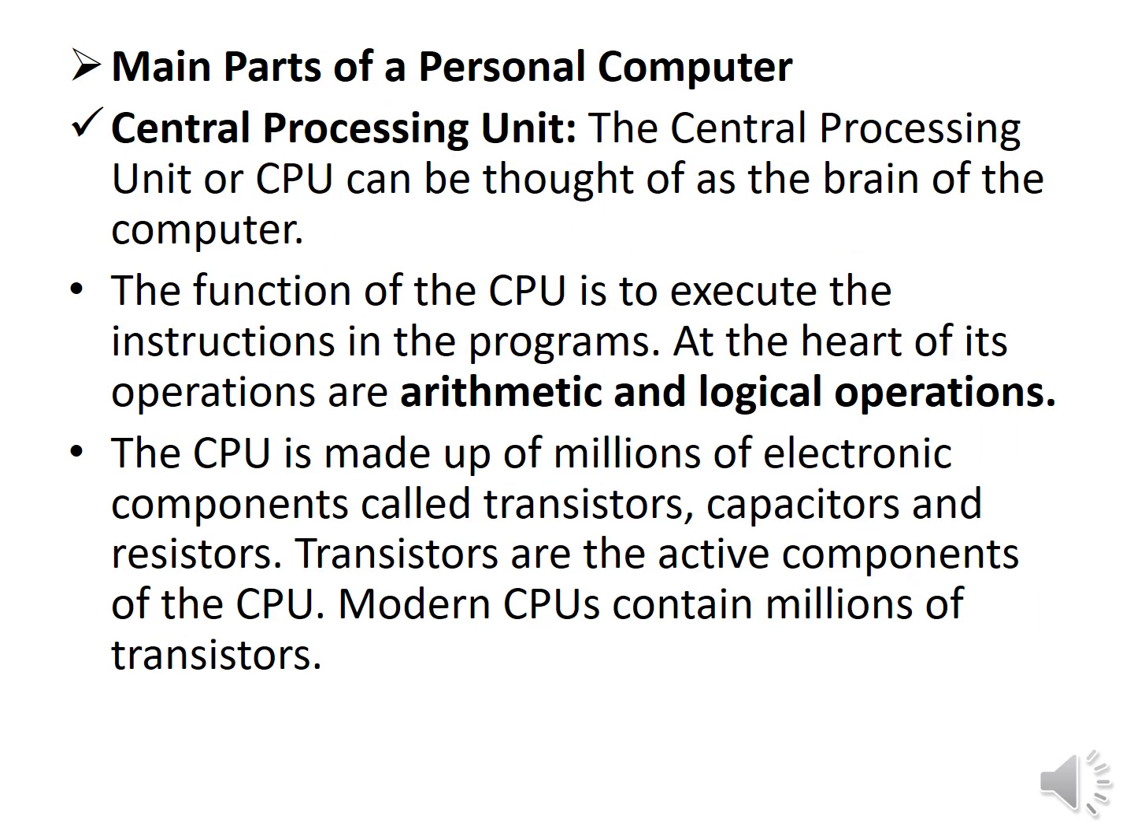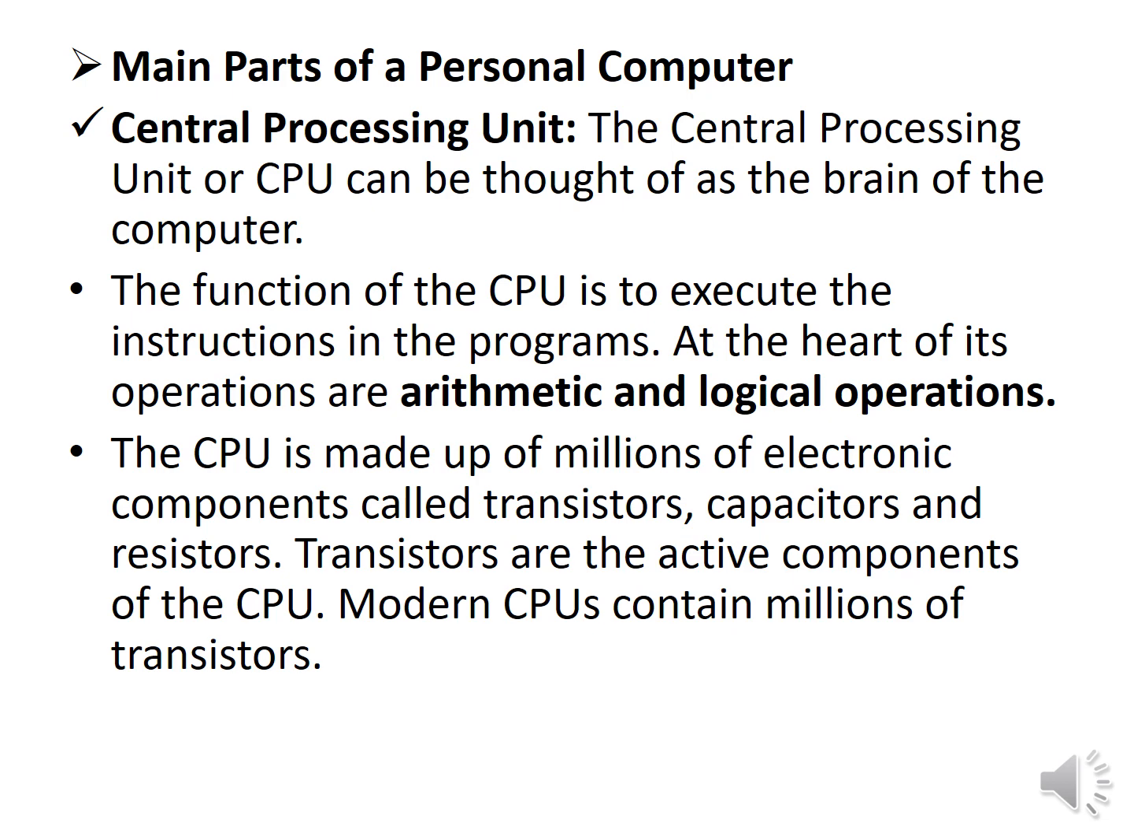There are many parts of computer systems. There is the central processing unit, which can be thought of as the brain of the computer system. The function of the CPU is to execute the instructions in the programs.